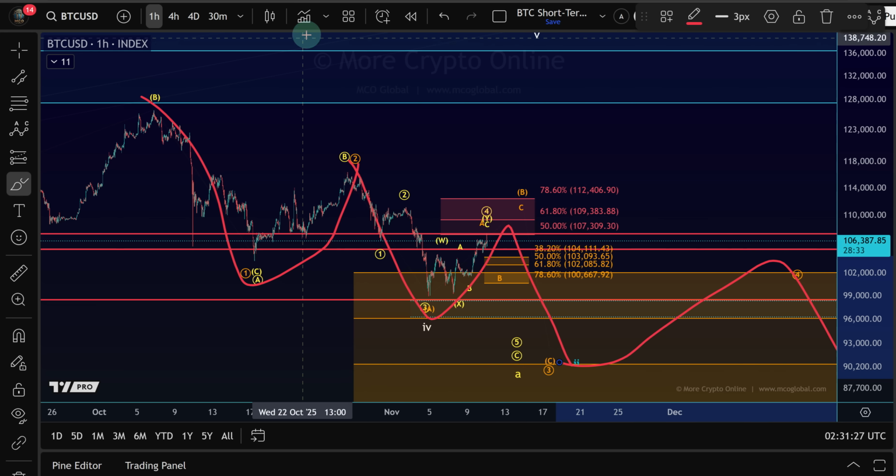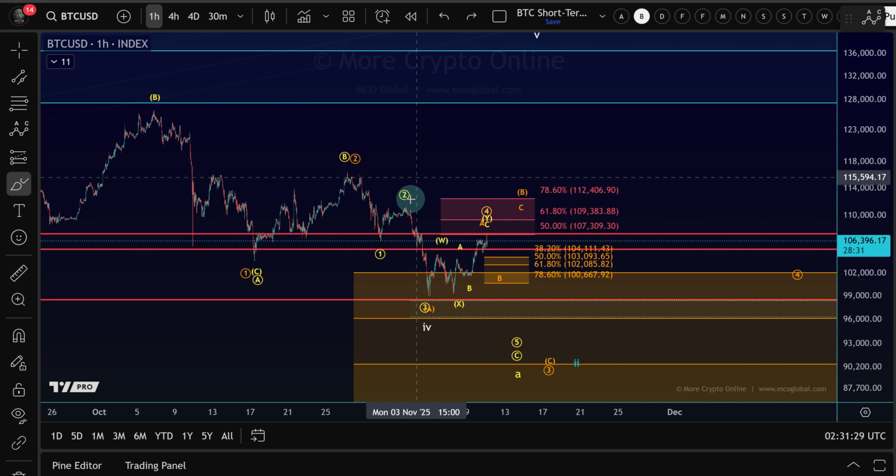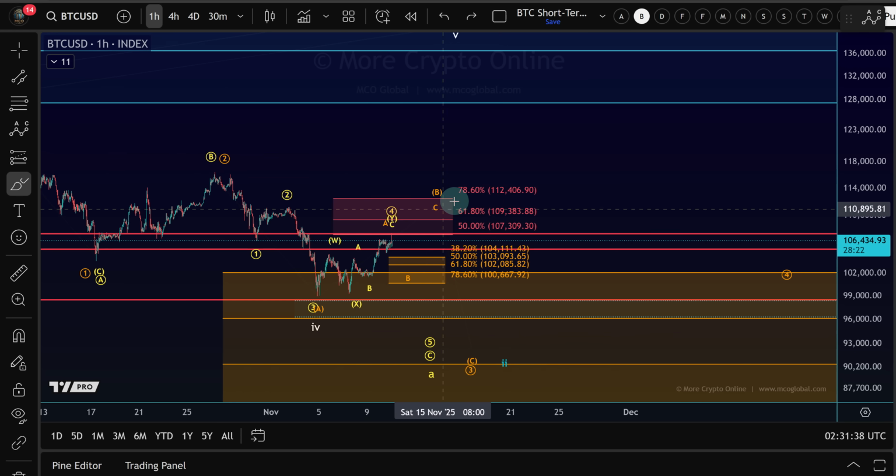Again, also here, there are different ways. I mean, it's because price action isn't really impulsive to the downside. It just opens the door to various interpretations. At the moment, the nearest support area is between 100,667 and 104,111, and resistance between 107,309 and 112,406. So we're basically between these parameters, between support and resistance.